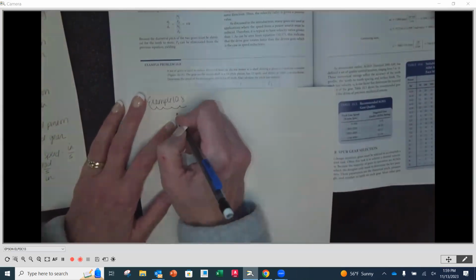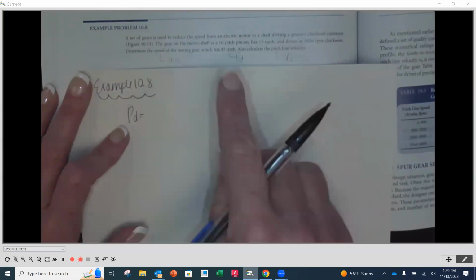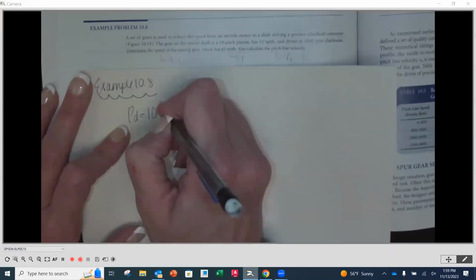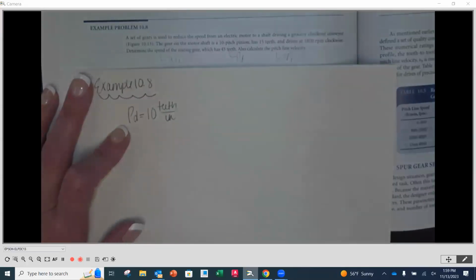We know that our diametral pitch, P sub D, is going to be equal to 10, and we know that to be in teeth per inch. They're never going to give it to you that way. You're going to hear it as a 10 pitch gear, number 10 gear. They're never going to say 10 teeth per inch size gear. The diametral pitch, they might not say that all the time, so you've got to kind of pull that out.